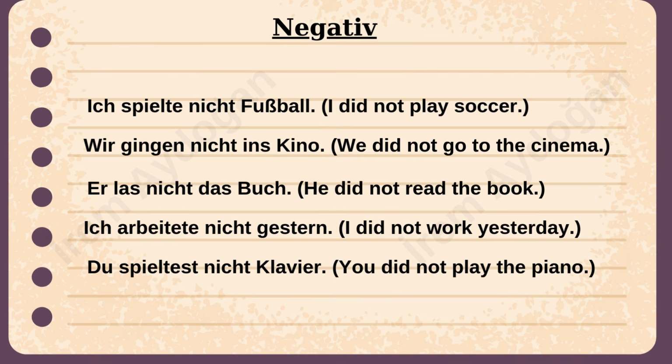Spielte is a regular verb in Präteritum, with t and e as the ending of the verb. Wir gingen nicht ins Kino. We didn't go to the cinema. Er las nicht das Buch. He didn't read the book. And this is irregular, and gingen also, it means go, and it is also an irregular verb in Präteritum.